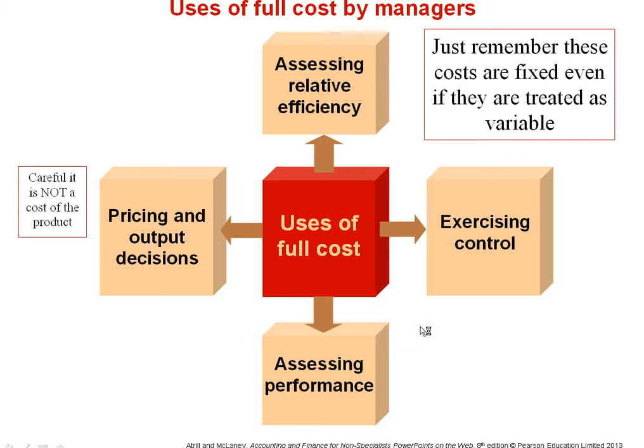We must always remember it's not a cost of the product. We allocate fixed costs to the product, but it isn't directly caused by production. Increasing output by 1 or 2 or a marginal number of units, a small number of units, doesn't increase our fixed costs.